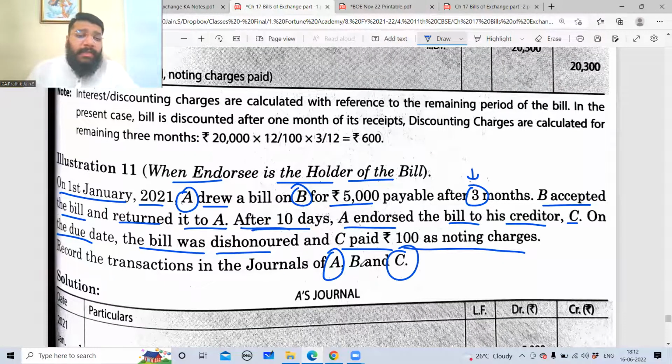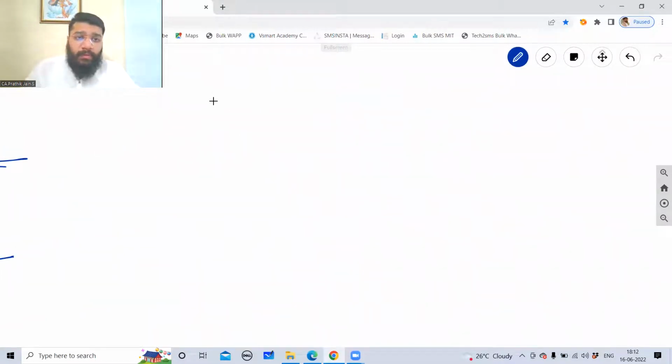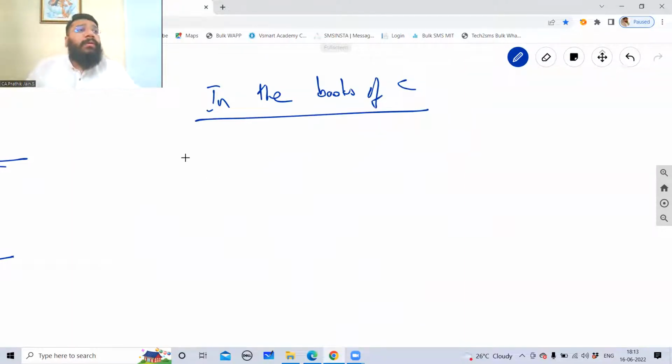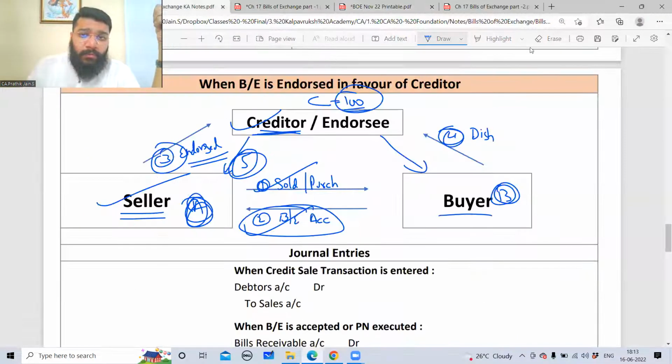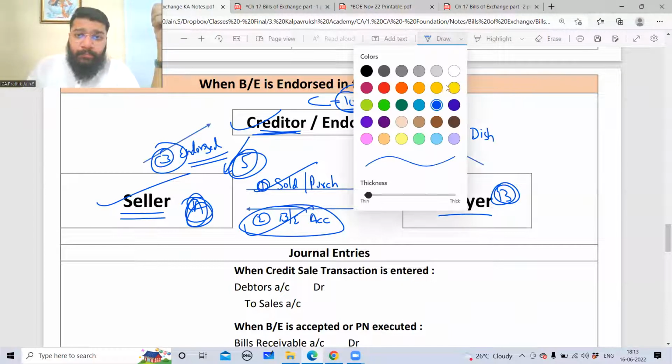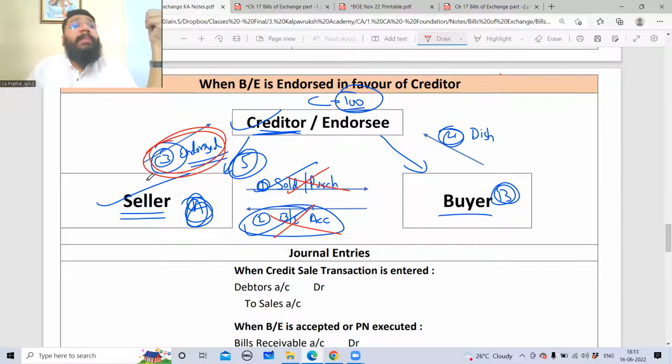Next, we have to record the transaction in C's books of account. In the books of C. So guys, what will I record here? Will I record any purchase entry? This C will not record, but C will record this endorsement entry.